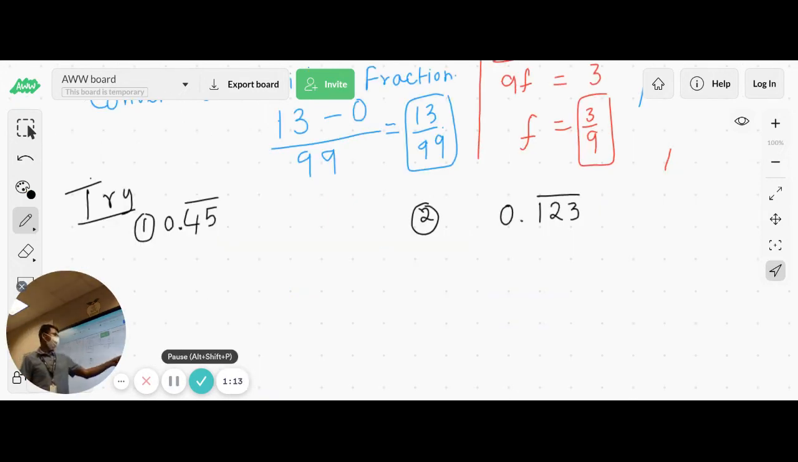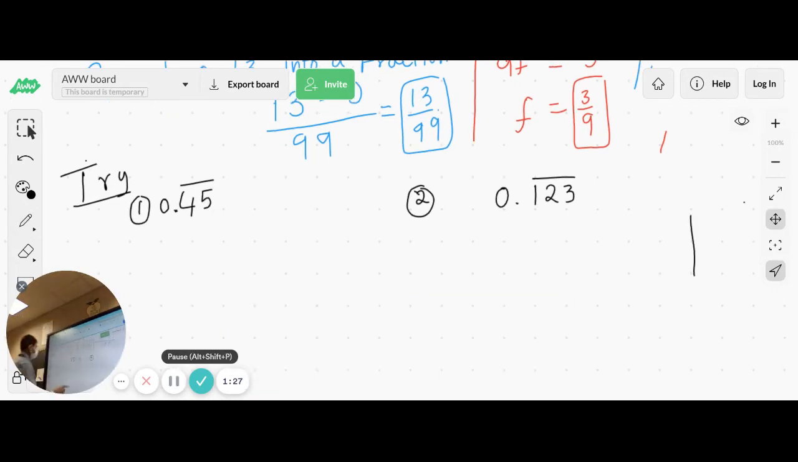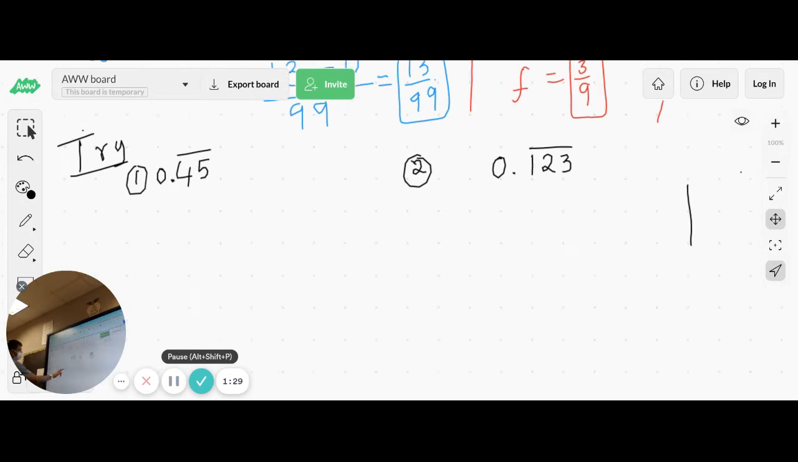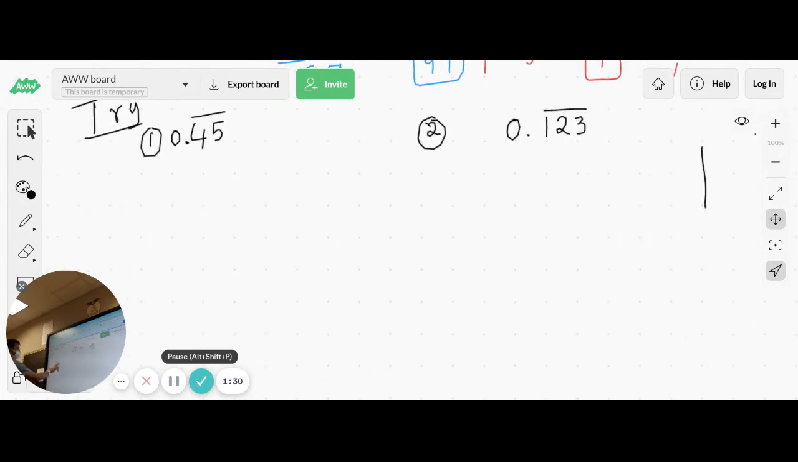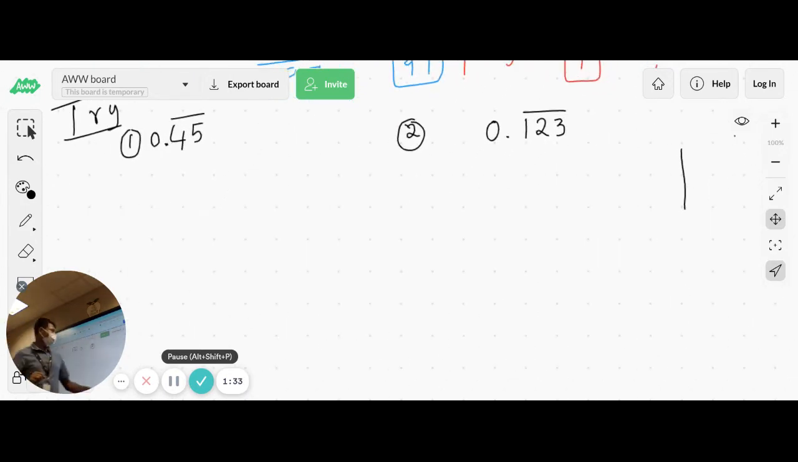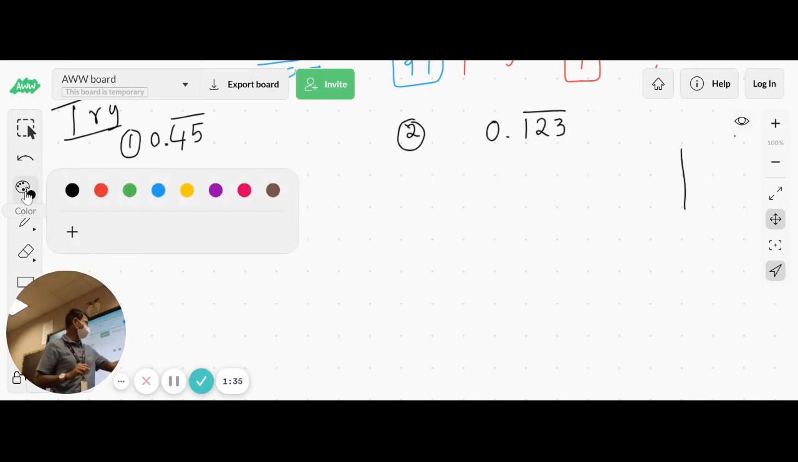Let's try 0.45 repeating, and the other one is 0.123 repeating, so we can see how we solve these questions. I'm going to give you a few minutes. Let's try, and then we'll go back and check. All right, let's look into these answers and see what you can get.